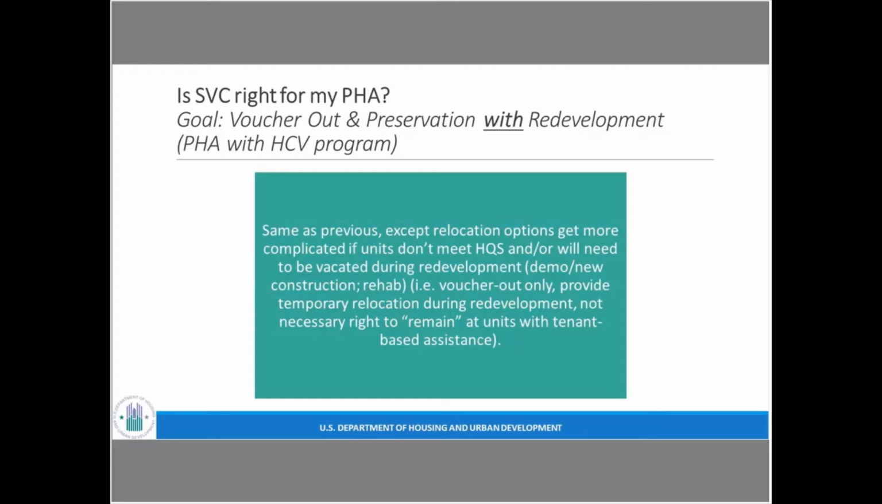Going on to the next slide, another scenario for how SVC could work for your housing authority is if your goal is to voucher out and preserve the asset with some kind of redevelopment. So this redevelopment could mean substantial rehab with tax credits. This redevelopment could mean demolition and new construction. And again, this is possible as a scenario under an SVC plan.